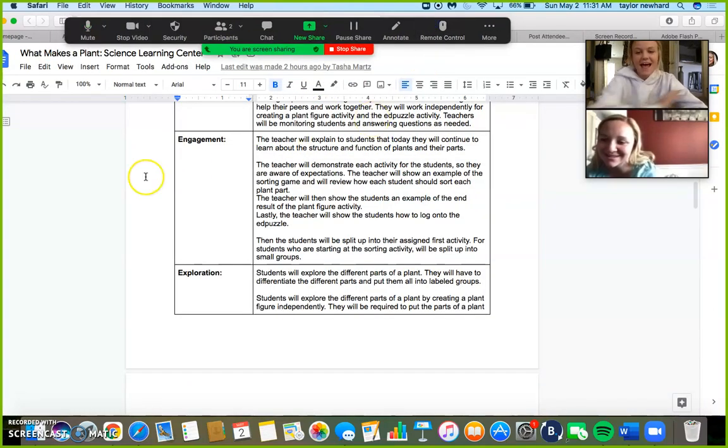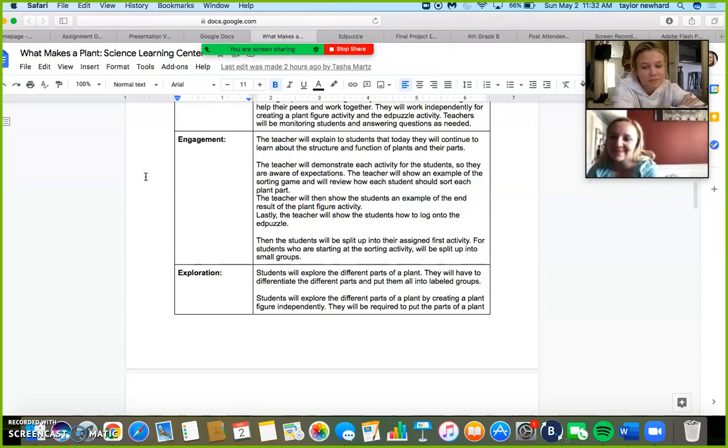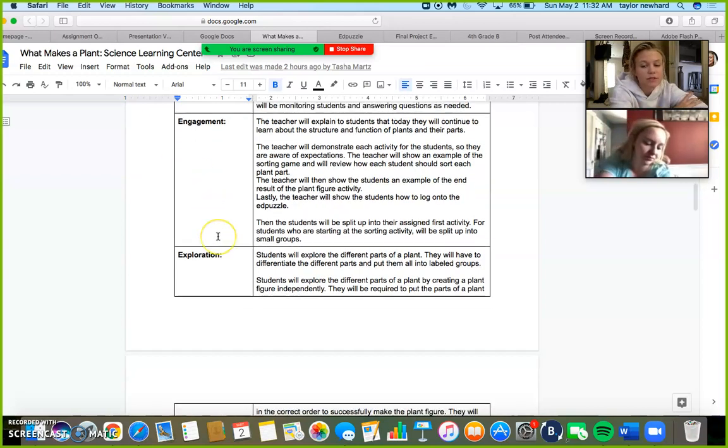And then the teacher will show the students an example of the end result of the plant figure activity, just so they know what their plant figure should look like. And then lastly, the teacher will show the students how to log on to Edpuzzle. And then the students will be split up into their assigned first activity, and if they're going to be in small groups, they will be split up into their groups.